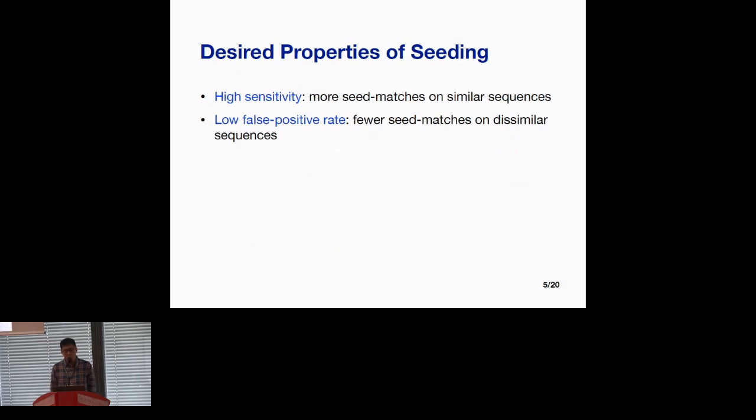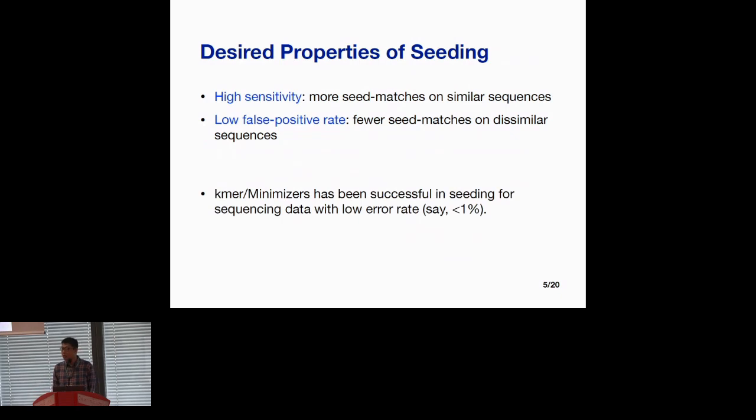So what would be a good seeding approach? In principle, we hope a seeding method to be highly sensitive. That is, for similar sequences, like biologically related sequences, we hope more seed matches will be produced. At the same time, we hope a seeding method to have a low false positive rate. That is, on dissimilar sequences, fewer or hopefully zero seed matches will be produced. In light of this, k-mers are good enough for sequencing data with a low error rate, evident by both theoretical analysis and many successful tools that we use every day.